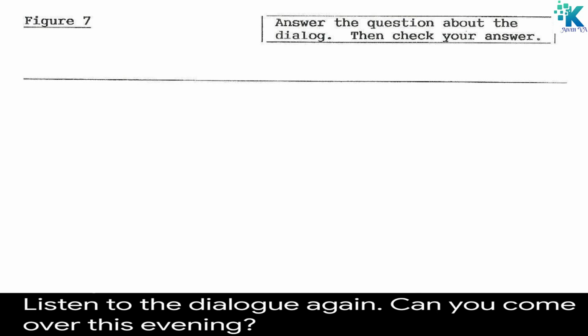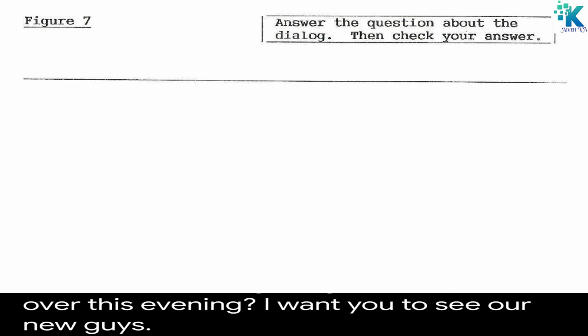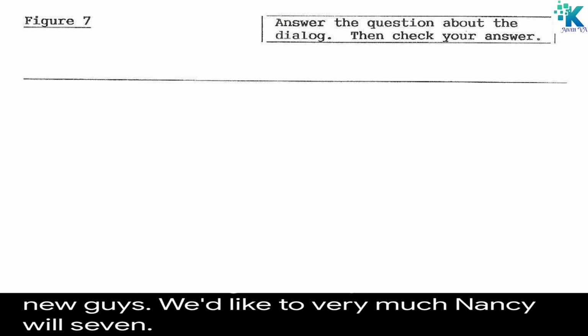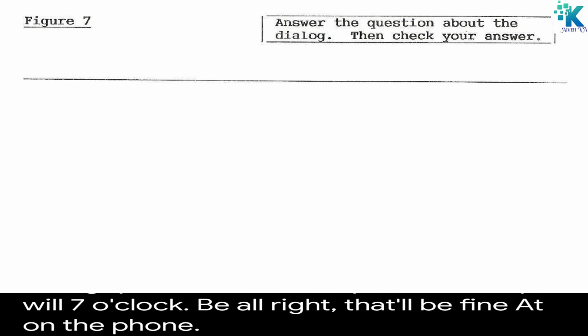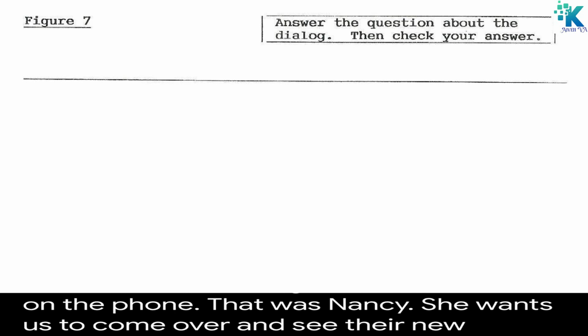Can you come over this evening? I want you to see our new house. We'd like to very much, Nancy. Will 7 o'clock be all right? That'll be fine. Who was that on the phone? That was Nancy. She wants us to come over and see their new house this evening at 7 o'clock.